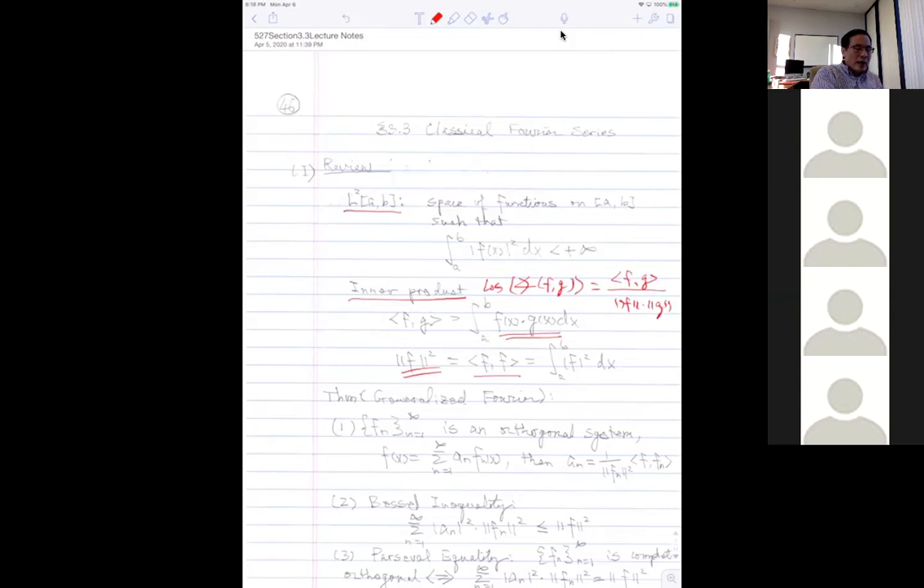Therefore, f is perpendicular to g means that this angle is pi half. Cosine of pi half is 0, so the numerator here is 0. That is, f is perpendicular to g if and only if the inner product of f and g is 0. So far so good? Anybody?